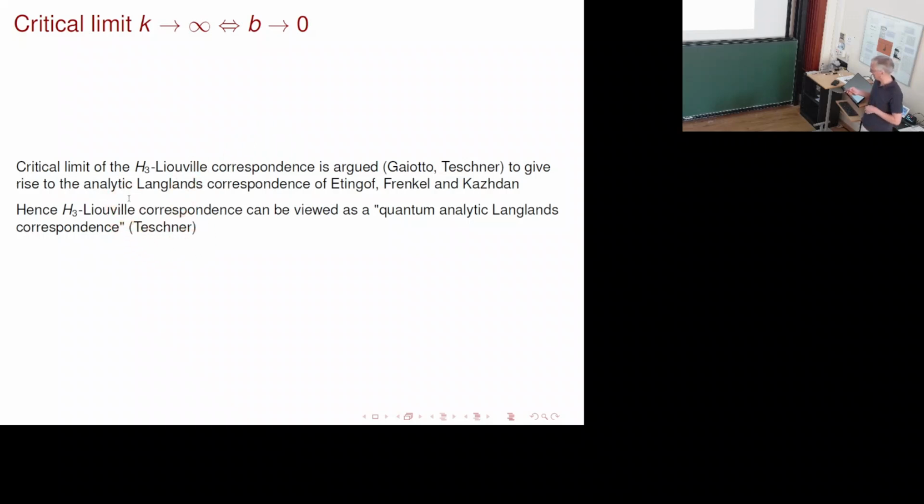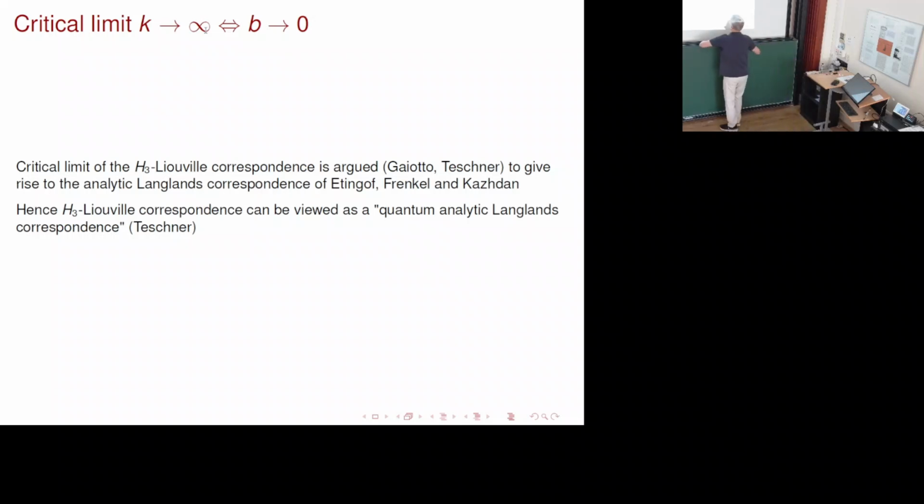Namely, you could also take the so-called critical limit. This is wrong here. b should go to infinity. k should go. Oh, this is completely wrong. Don't look at the title.